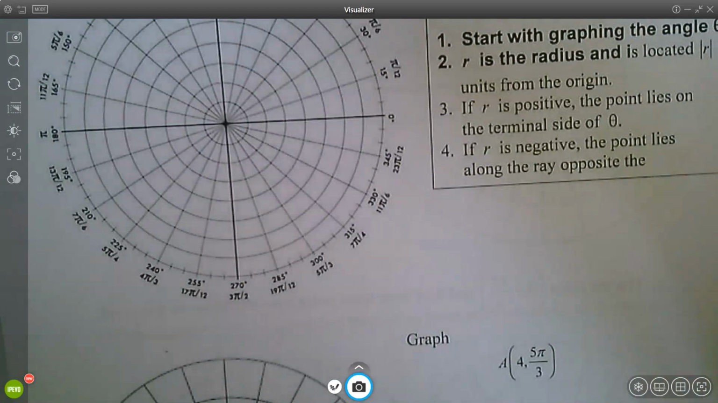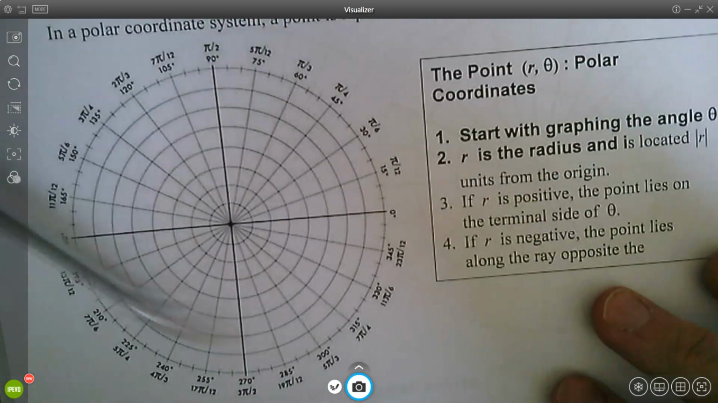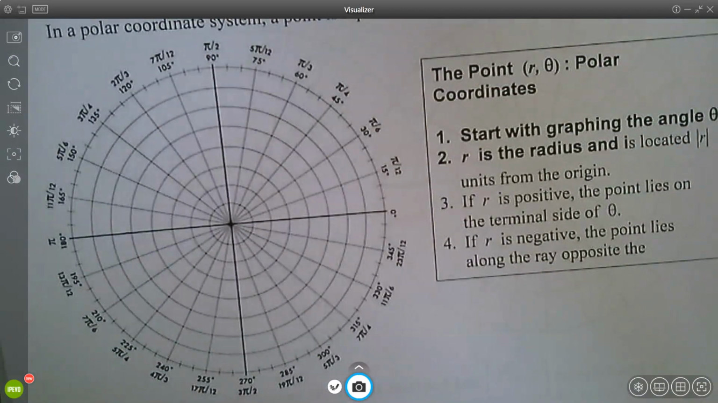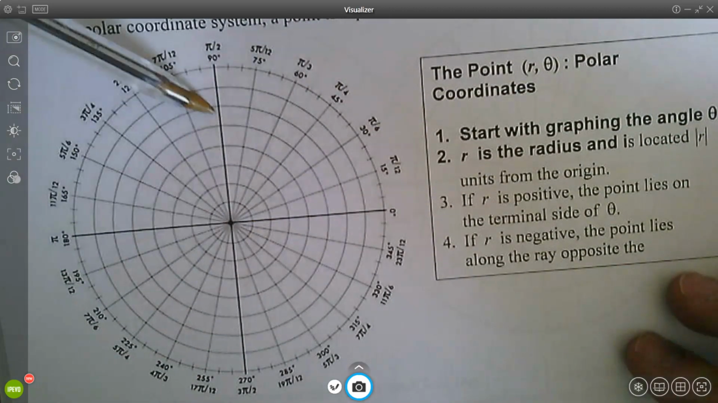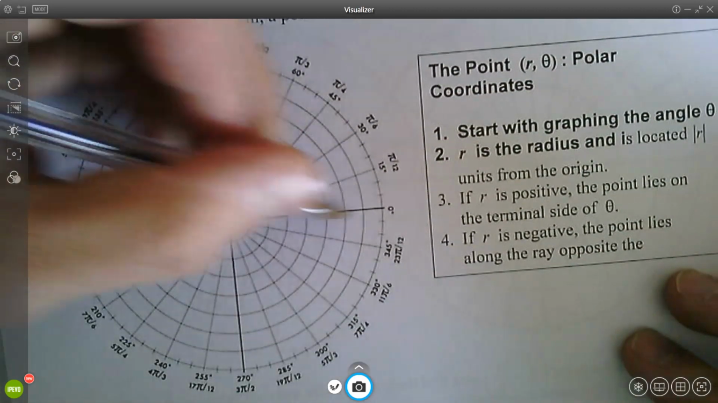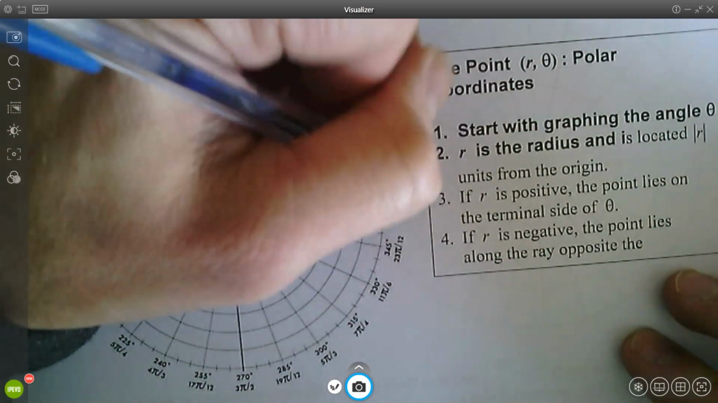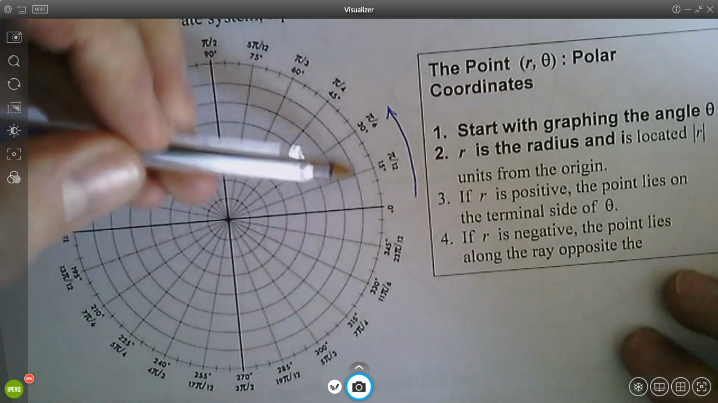In this video, I'm going to go over graphing. So what you see here is what it looks like to graph in the polar plane. You have your axes. Here's your polar axis starting at 0 degrees. And then we rotate counterclockwise for the positive direction.